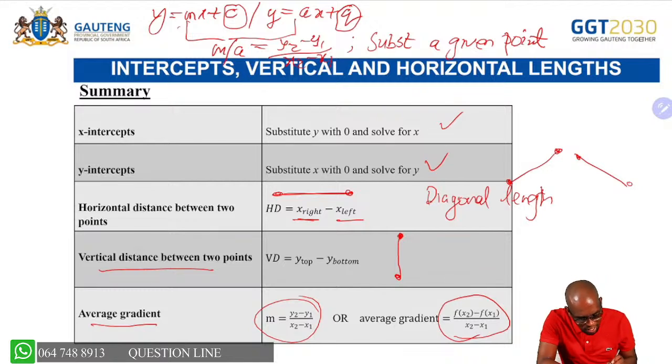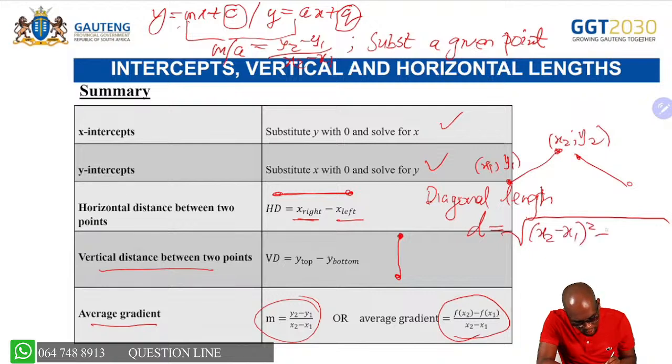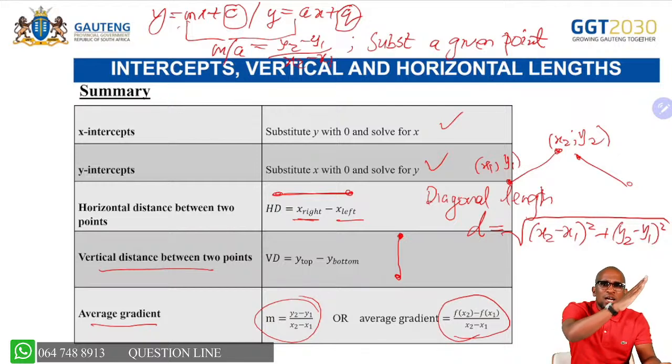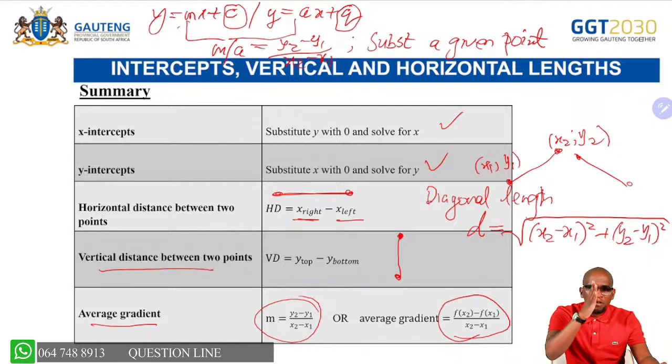If you have a diagonal length where this point is given by x1, y1, and this one is given by x2, y2, we should note that to find the diagonal length d, we are going to use the distance formula: the square root of x2 minus x1 all squared plus y2 minus y1 all squared. You've done it in analytical geometry, and you've also done it in functions. That is how you find a diagonal length. If it's not horizontal nor vertical, it is diagonal, then you use the distance formula.